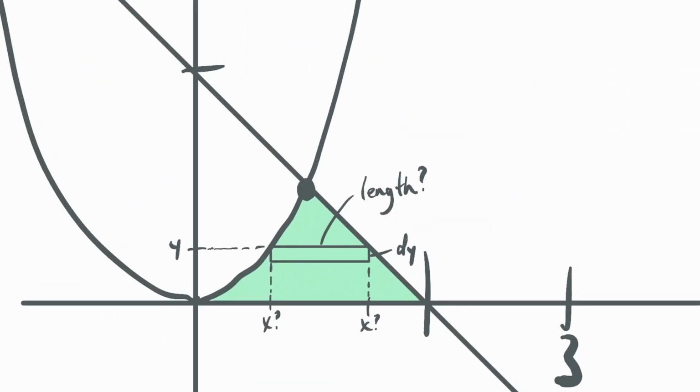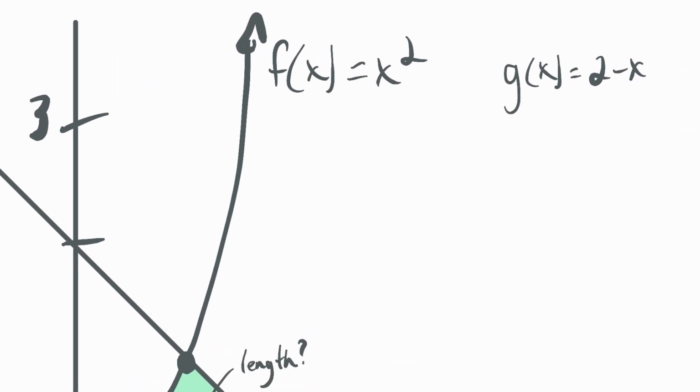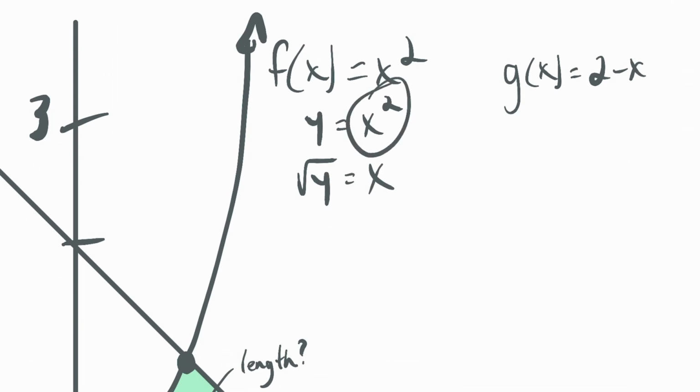So, got my two functions here. f of x equals x squared, which I'm going to rewrite as y equals x squared. And I'm going to solve for x. I'm going to get x by itself. So I'm going to apply the square root function to both sides. As we've probably talked about before, when you apply the square root to a square, the square root of x squared is not just x; it's the absolute value.